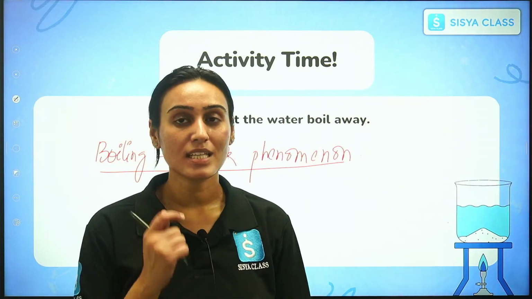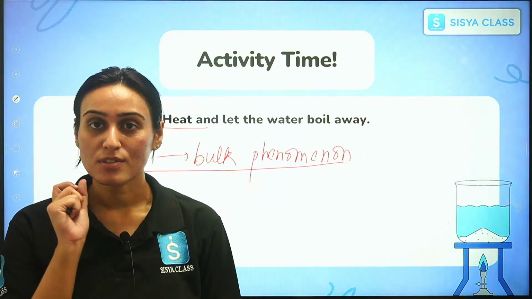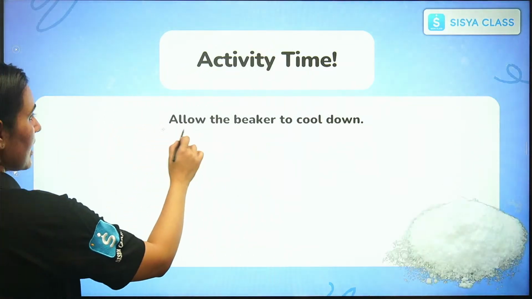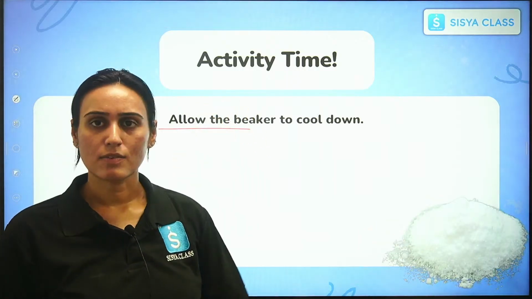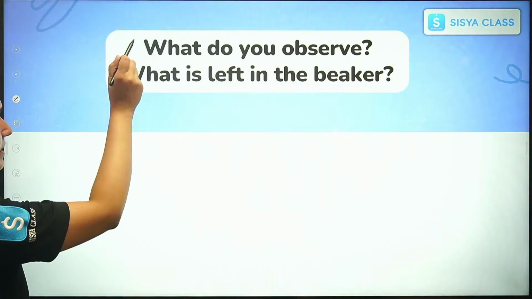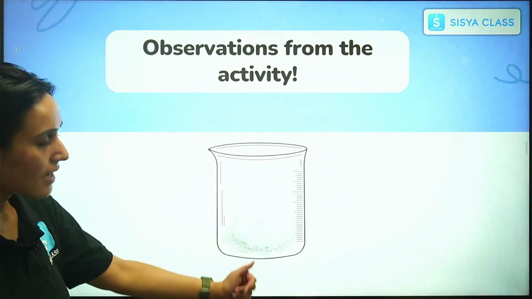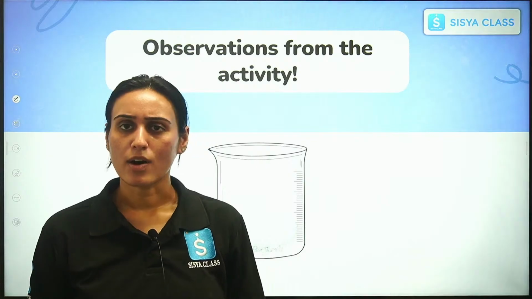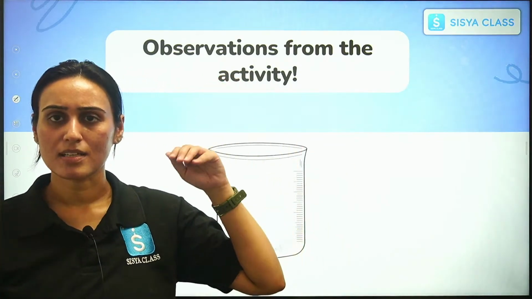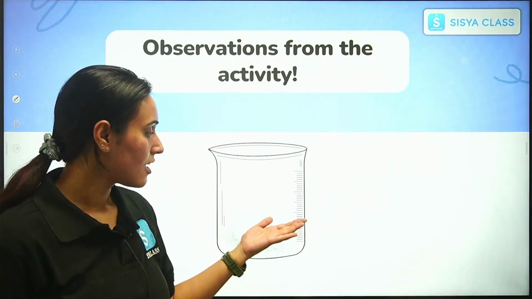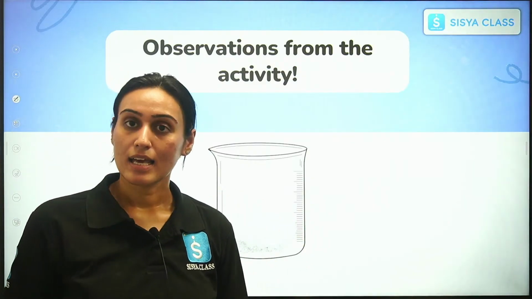What process can you use in order to separate out your solid components from your liquid? Okay, we see. We allow the beaker to cool down. This will be left behind, everyone. The salt that you see here will be left behind in the beaker. Where is the liquid water now? The liquid water has evaporated. It has turned into vapors. It is no longer present in the beaker. We only have the salt in the beaker.